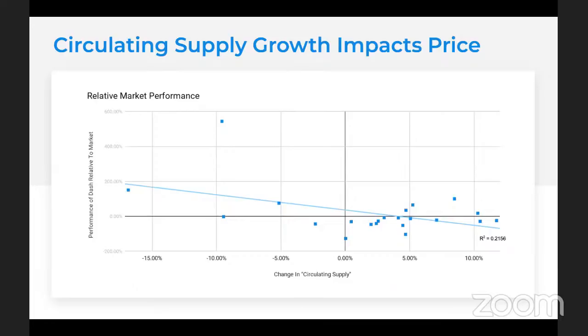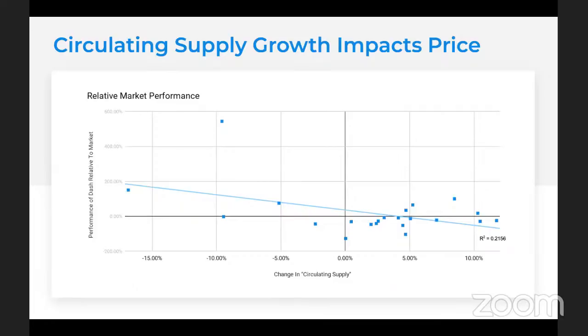And when you plot this and find the best fit line, you find an R-squared value of about 0.22. Now, 0.22 is a moderate correlation. And it's a number that I would expect to see if there is a correlation here. Why? Well, because there's lots of things that affect Dash's performance on the market. Adoption matters. Technology introduction matters. Regulatory changes matter.